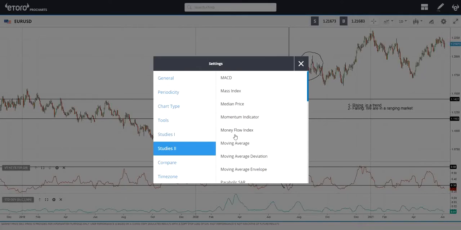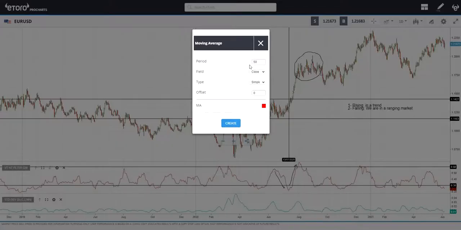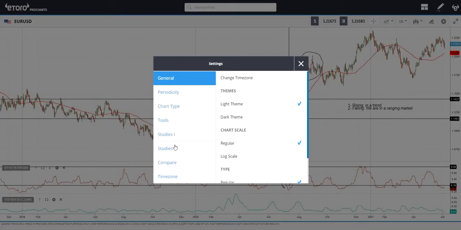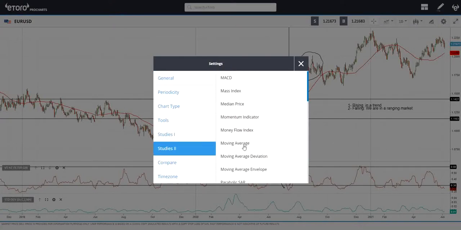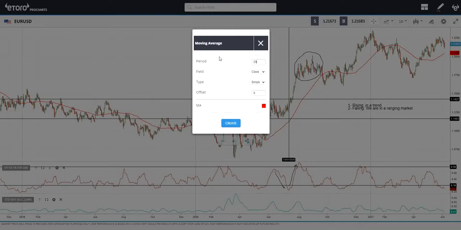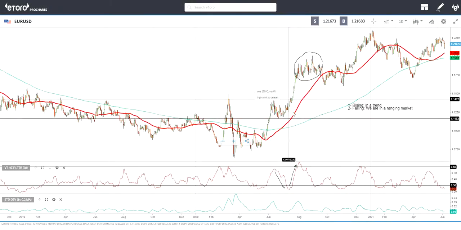Let me add the moving averages. Okay, 50 for the first one. I leave it as 50, and I'm adding 200. Let's see how it looks anyway. 200, and I'm changing the color to maybe green. You can see that here the smaller moving average is above the big moving average. So we are in an uptrend, and inside this uptrend, we're looking for the intermediate uptrend.